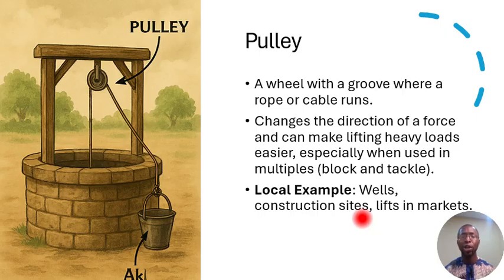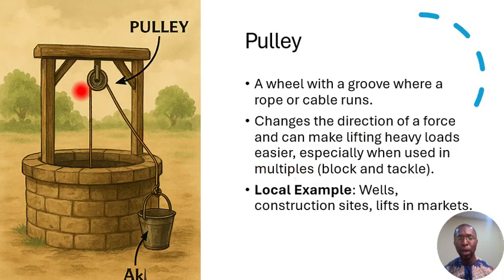Okay, another simple machine we have is called the pulley. The pulley is just a combination of a wheel and a groove. As you can see here, there's a groove where the rope is suspended, and then the wheel. So as the direction of the force is changing, it helps in lifting the loads.